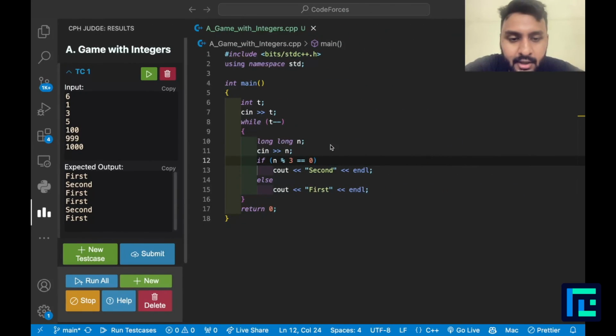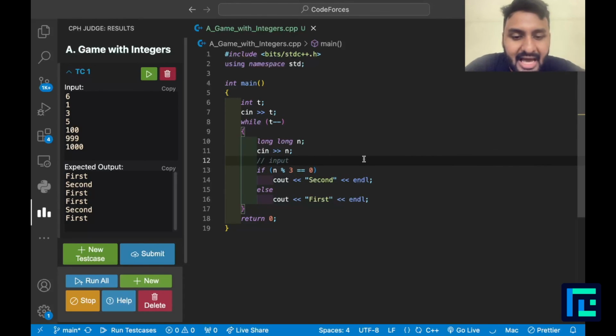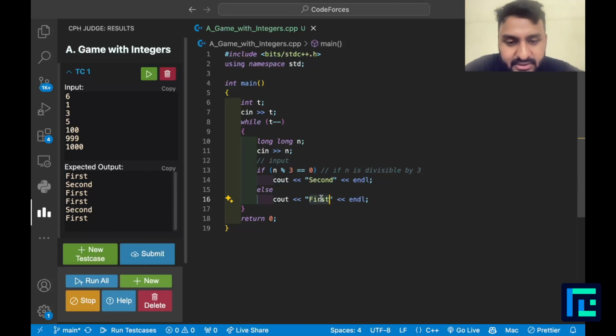Alright, so this is going to be the code, literally a 2-liner. I take the input of t. Now I take the input of n. Up till here is taking the input, and then a very simple check. Do I think that n is already divisible by 3? If it is, I'll print second. That denotes Vova wins. Else, in either of the two other cases, I know Vanya wins.